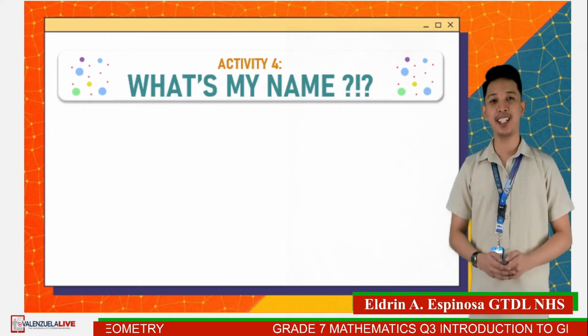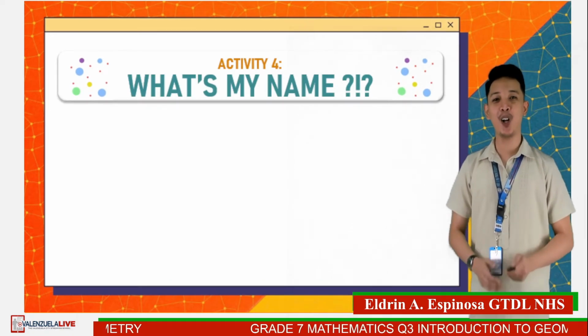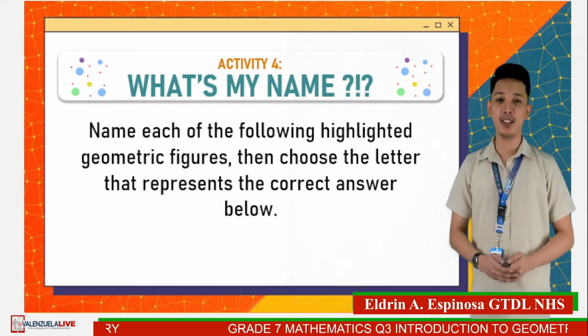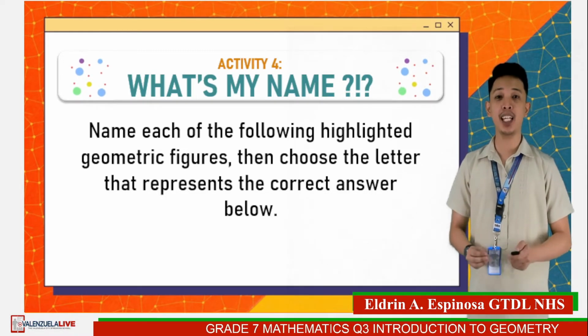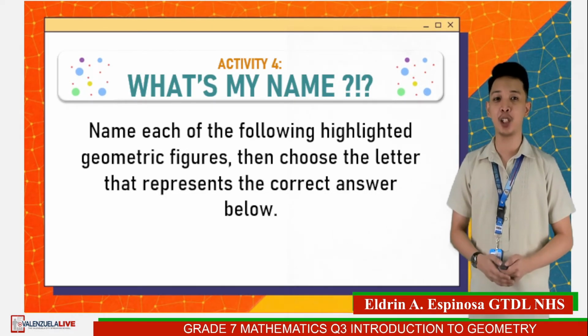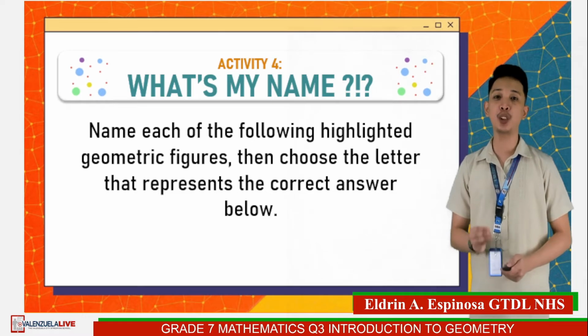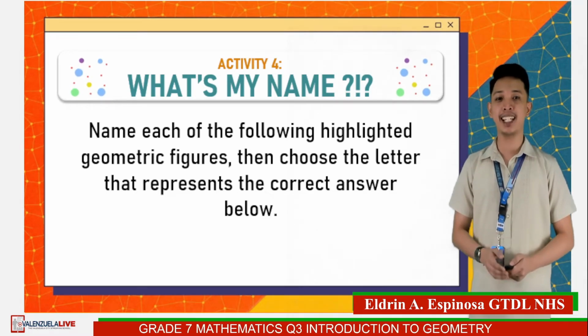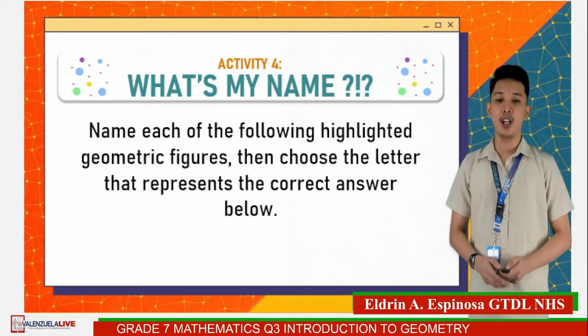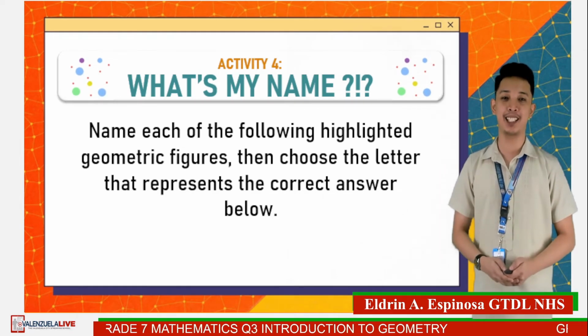Are you ready for the next activity? All right. In this activity, all you have to do is to name each of the following highlighted geometric figures, then choose the letter that represents the correct answer below. You have 5 seconds to answer.